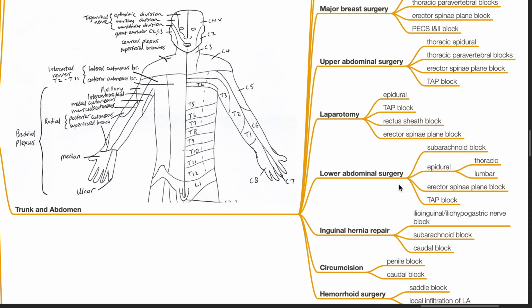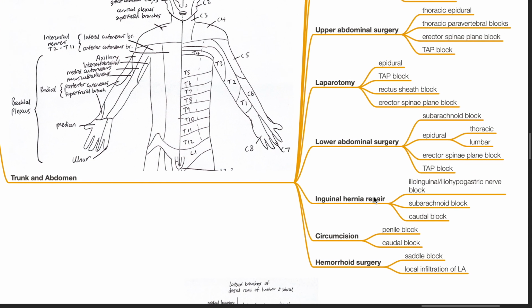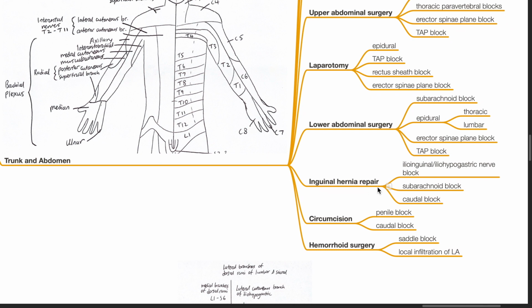Lower abdominal surgery, subarachnoid block, epidural block, erector spinae plane block or TAP block. Inguinal hernia repair, ilioinguinal plus iliohypogastric nerve block, subarachnoid and caudal block. Circumcision, penile and caudal block. Hemorrhoid surgery, saddle block, or local infiltration of local anesthetic.